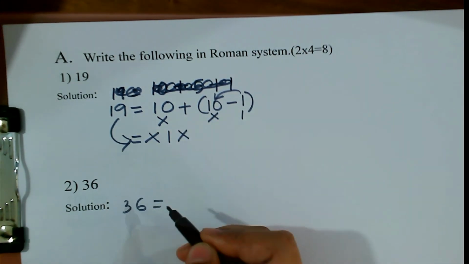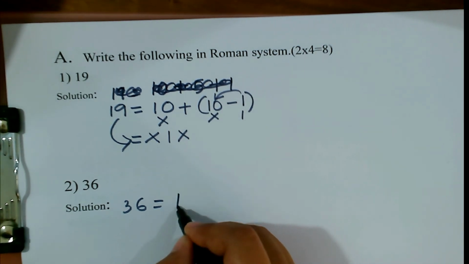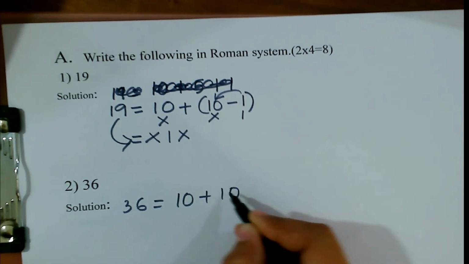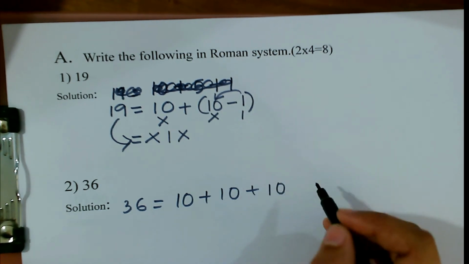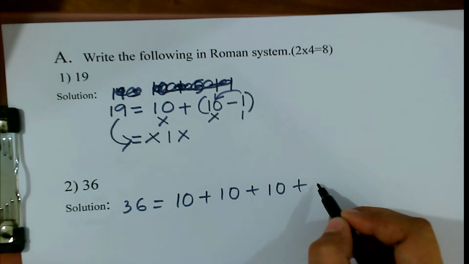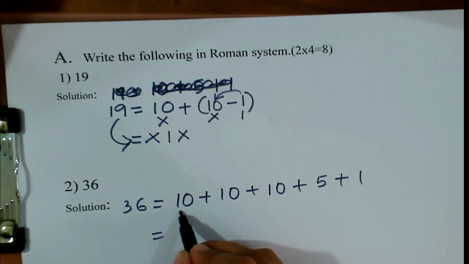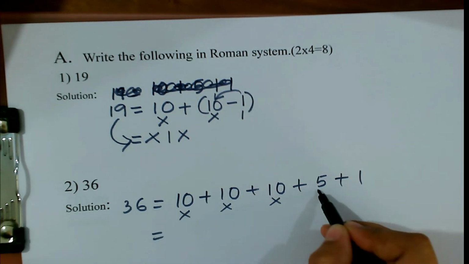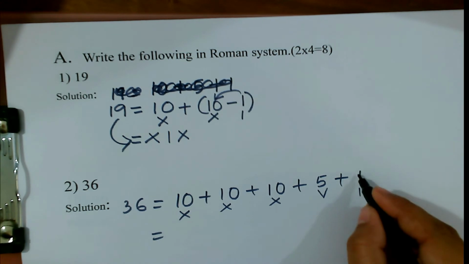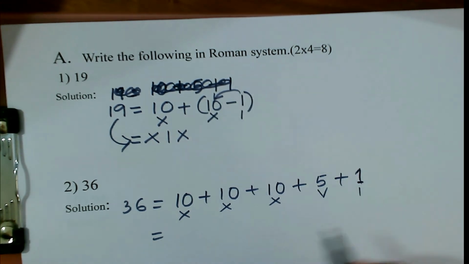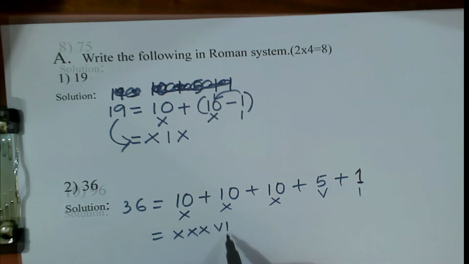36. 36 is 10 plus 10 plus 10, and then plus 5 plus 1. XXX, VI. So 36 is XXX and then VI.